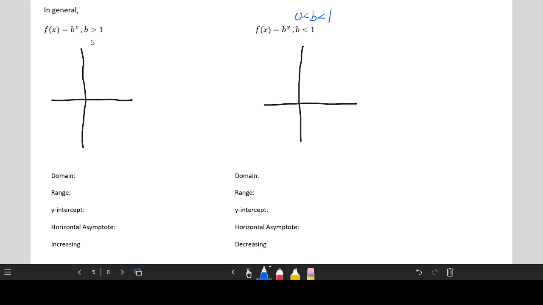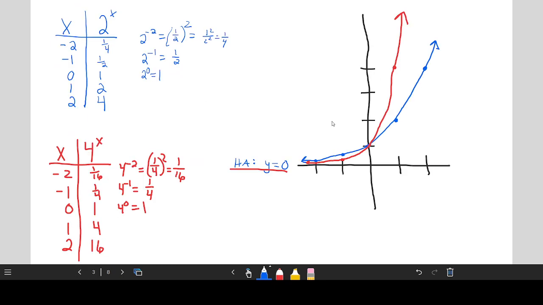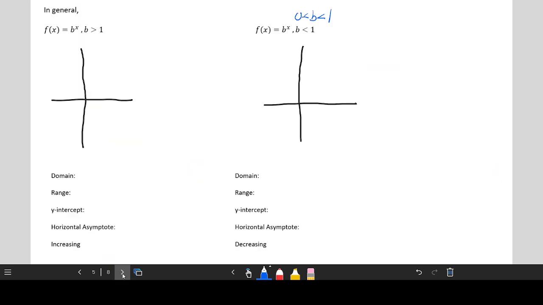So what we saw then was some common things on the graph when we graphed 2 to the x and 4 to the x, right? Those were our bases that were greater than 1. They both had this point (0, 1) in common. They both had the same horizontal asymptote. They both increased quickly as we moved to the right.